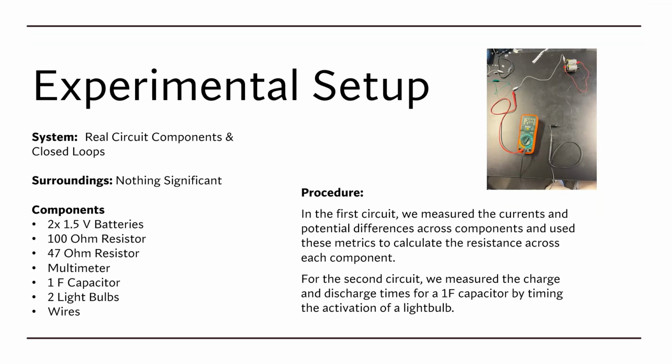In the first circuit, we measured the currents and potential differences across components and used these metrics to calculate the resistance across each component. For the second circuit, we measured the charge and discharge times for a 1 Farad capacitor by timing the activation of a light bulb.